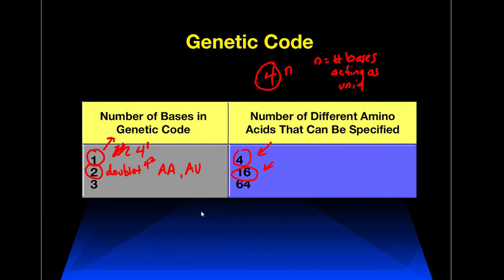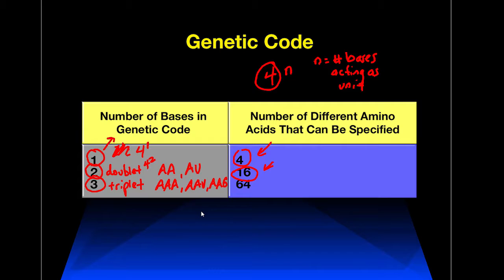But now that we understand it, when you have 3 here, which would mean the code was triplet, before we do the math, let's see what that would mean. It would mean AAA was one unit, AAU was another unit, AAG.